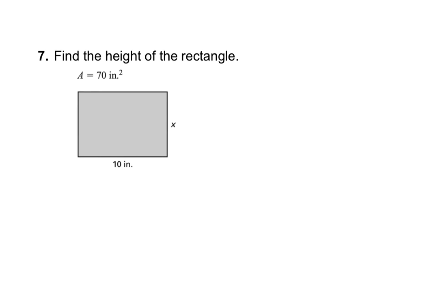All right, for number 7, it says find the height of the rectangle. So area is equal to 70 inches squared, and I know that the base is 10 inches, and I don't know the height. Now remember, the area is equal to base times height. So we're going to plug in what we know, and we'll solve for what we don't. I know that the area is 70, I know that my base is 10, and I do not know my height. So I have 10h is equal to 70.